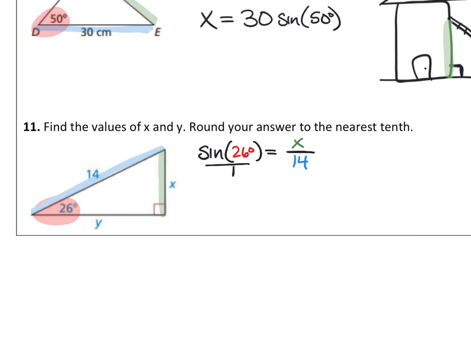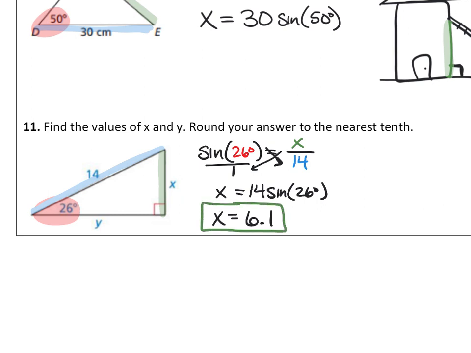We cross multiply. X times 1 is x. Sine of 26 times 14 is 14 sine of 26 degrees. At that point, I'm done solving. Beep, beep, bop, calculator question. We would get that x is going to be equal to 6.1. We don't have units. 6.1. And that is the green opposite side.